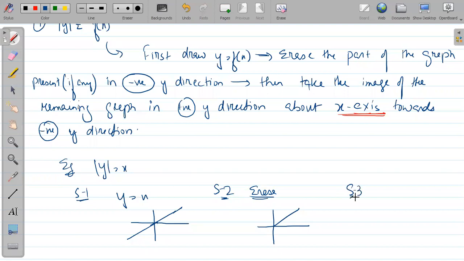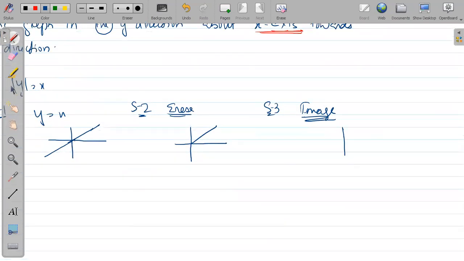Step 3, image. Whatever there is left in positive y part, you just need to take the image of that part in this part. This is the final graph of mod y equal to x. Like y equal to mod x is a V-shaped curve in vertical direction, here it is a V-shaped curve in horizontal direction. Mod y is equal to x.